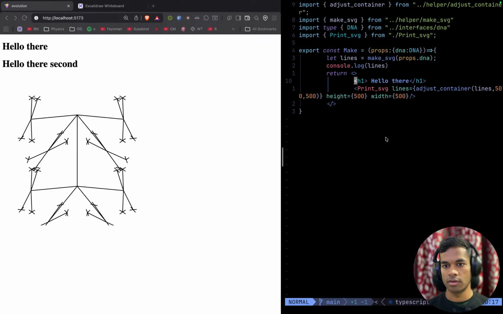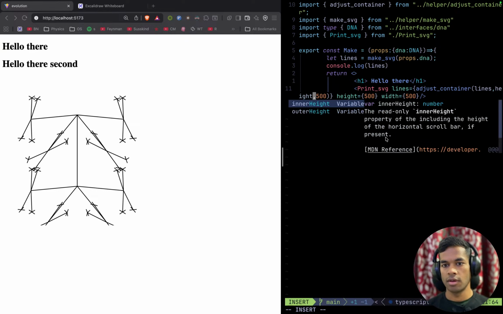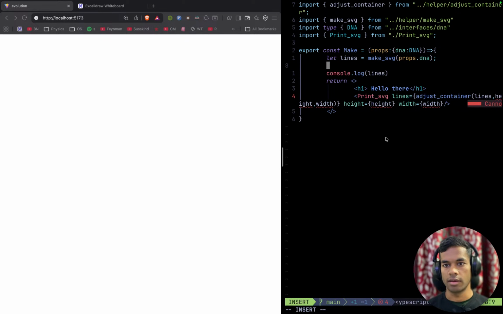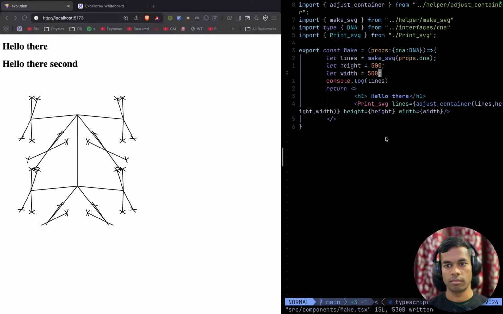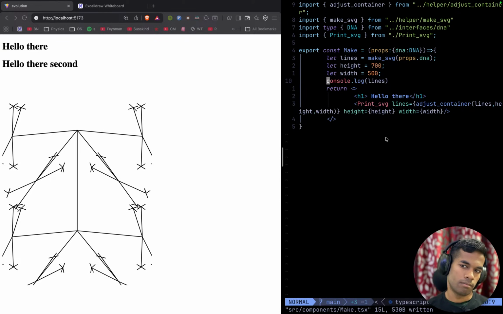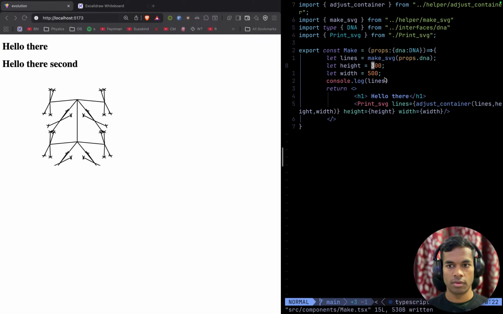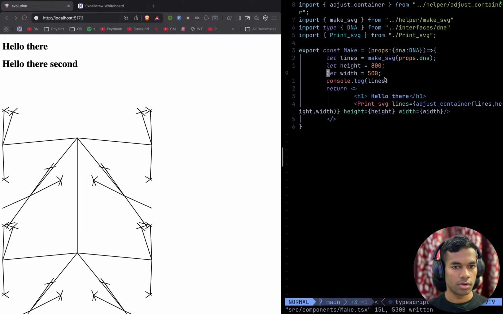Okay, look at this here. If I change this to say height, and this also to say height, and substitute 500 with width globally, and here if we say let height equals 500 and let width equals 500, that is something. And if we scale this, say 700 here, the scaling is fine. Scaling looks cool. Yeah, but it is cutting off.